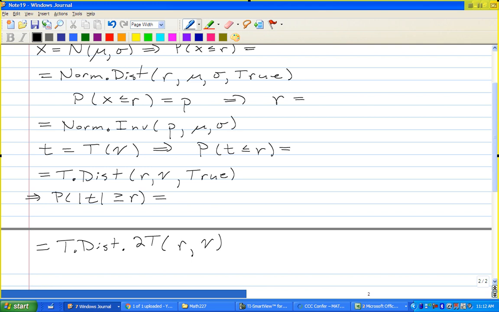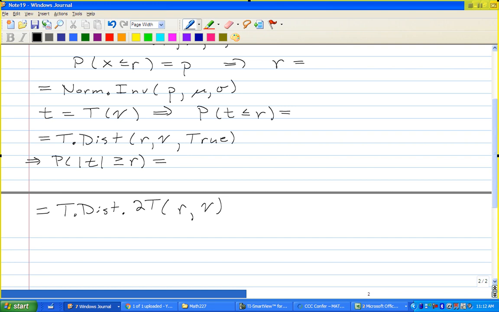If you wanted to do it the other way, and so let's say you want to find the probability that t is greater than or equal to r, then you would do the t distribution, but in this case it's going to be a right tail. Again, r and your degrees of freedom.